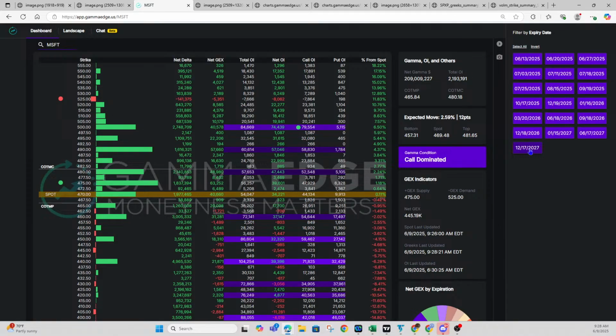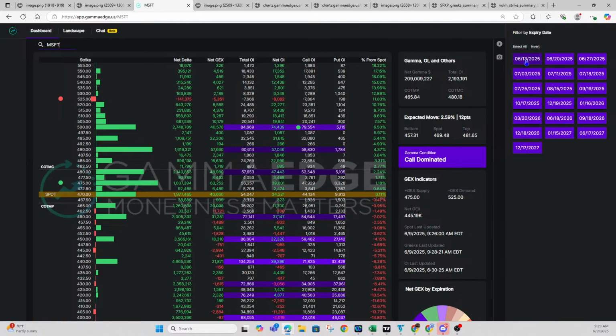Key levels there, draw my eye up here: COI 500, PGX 475, and then we have some other levels here, COTMC and COTMP, which won't really mean a lot to everybody at the moment unless you're within the Gamma Edge overall ecosystem. But again, call dominated above and below spot price, key levels on any pullback that should be supportive.